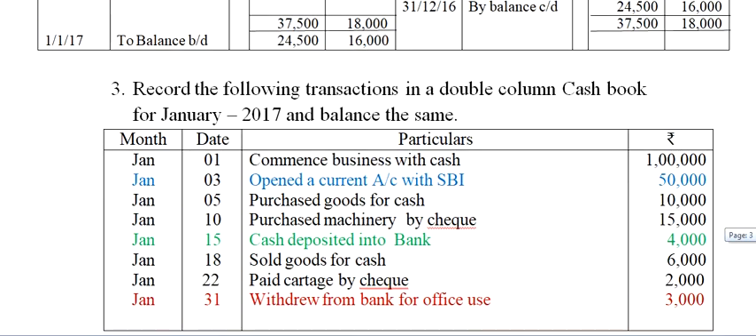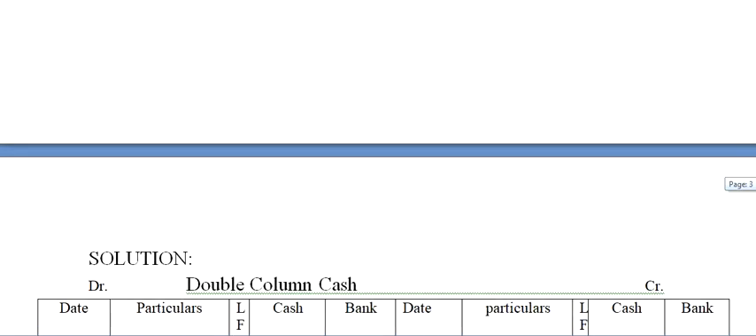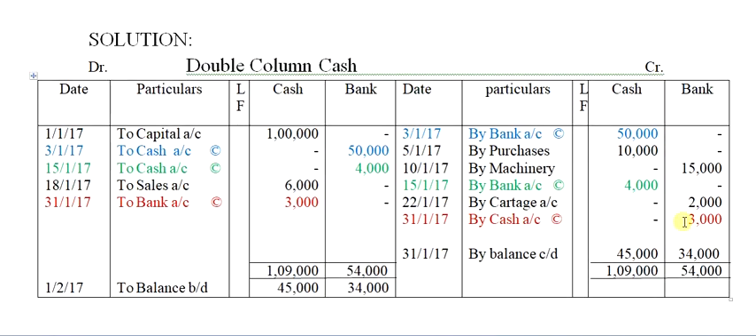Again moving on to the next point. Jan 10th, purchased machinery by check rupees 15,000. Purchased machinery by check, our bank balance reduces. So again in the credit side, on 10th Jan 2017, by machinery account 15,000 has been reduced.